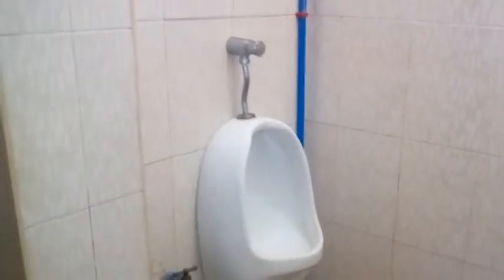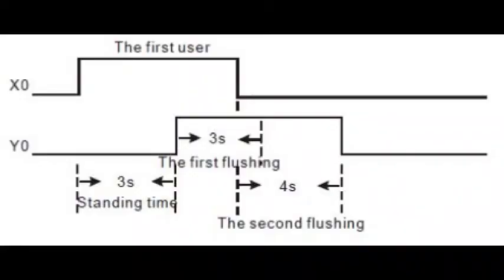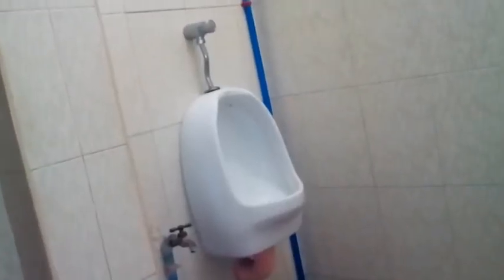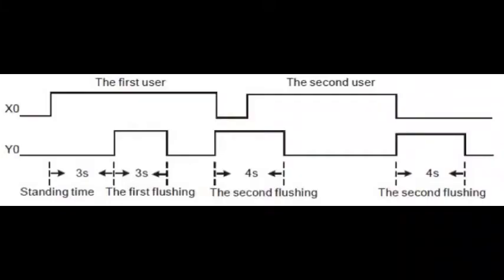Stopping the first flushing and starting the second flushing if the first user leaves the urinal during the first flushing process. If the second user comes before the finishing of the 4-second flushing, the flusher will finish the 4-second flushing process and skip the first 3-second flushing process. When the second user leaves the urinal, the flusher will perform another 4-second flushing.